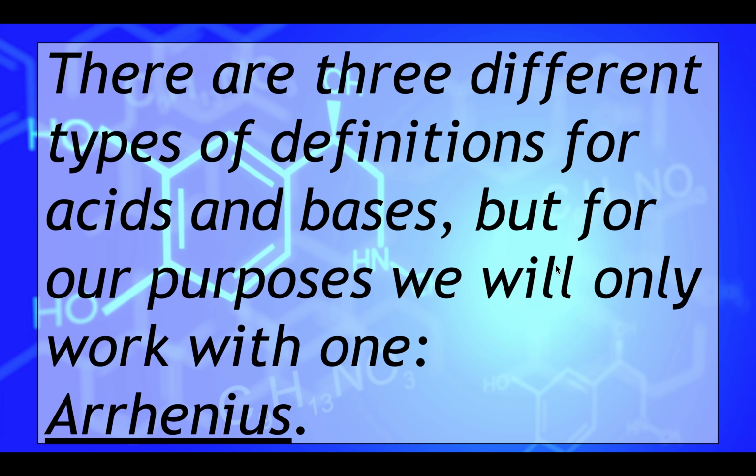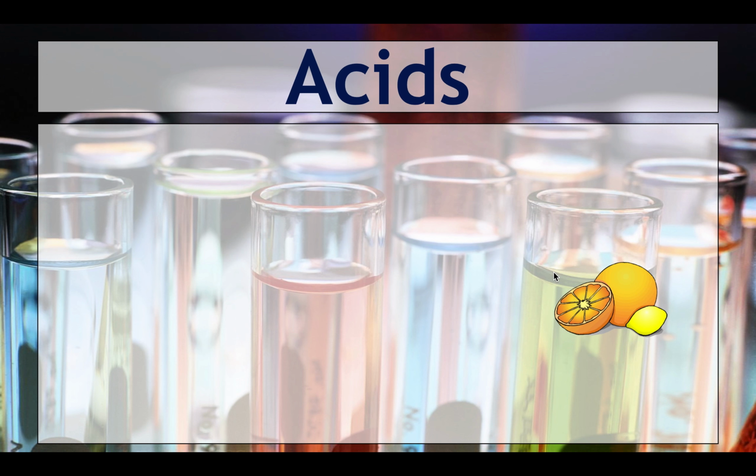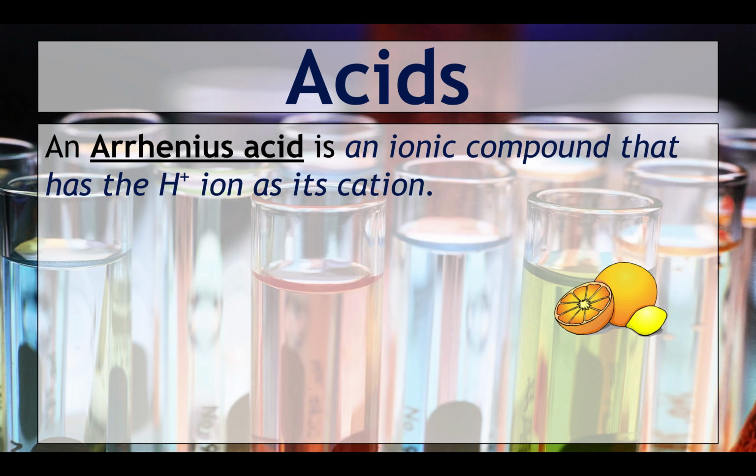There are 3 different types of definitions for acids and bases. For our purposes, we're going to only work with one, and that's called the Arrhenius definition of acids and bases. An Arrhenius acid is an ionic compound that has the hydrogen ion as its cation.